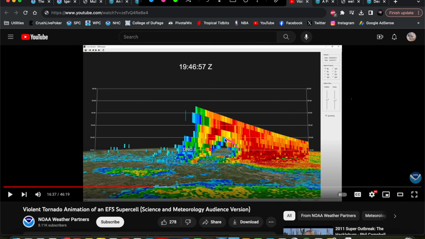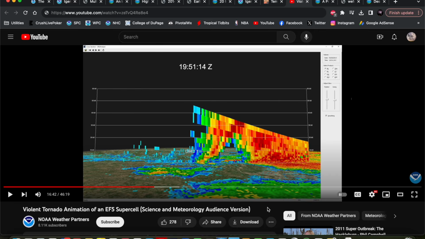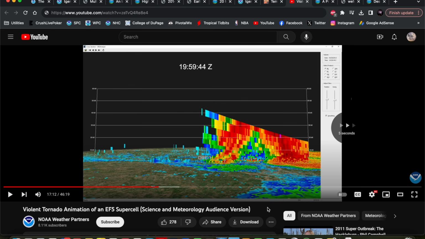You can see it's on the back side of the weak echo region right there, which is associated with the strong rotating updraft or mesocyclone of the supercell. It continues to descend over the next several minutes until it reaches the ground at about 1959 Z, helping to organize the vertical vorticity and consummate the tornado genesis process.